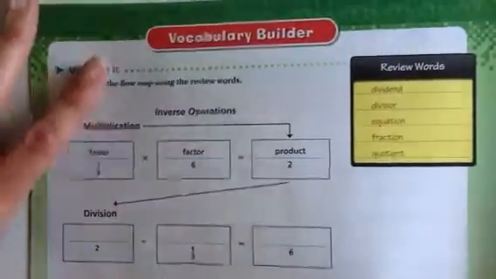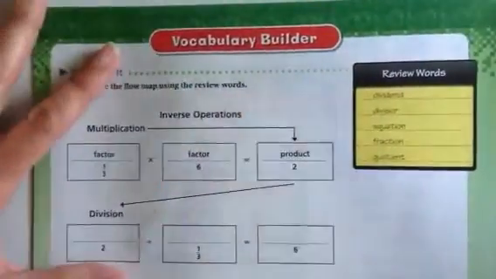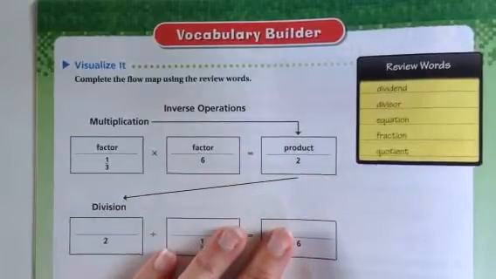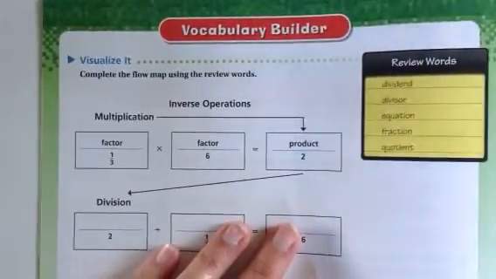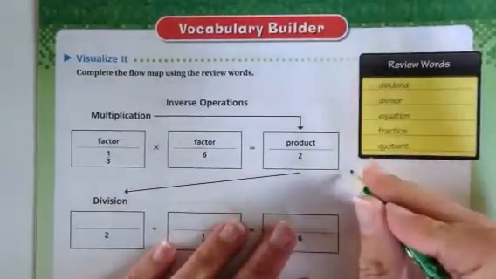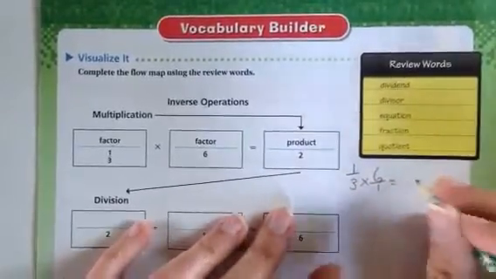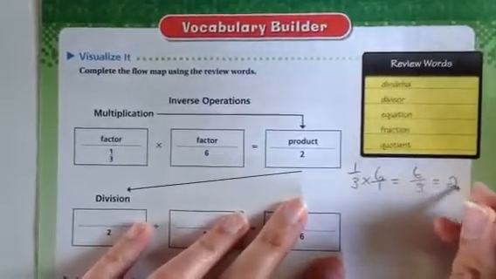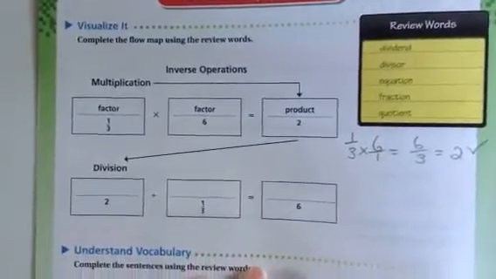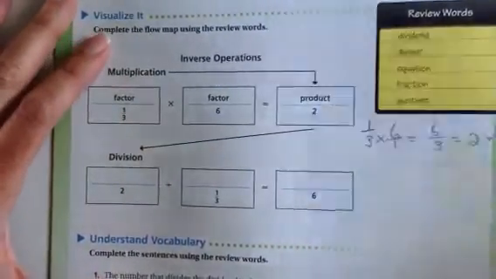So when we look here, we have a multiplication equation. We have a factor times a factor equals a product, which we know is the answer to a multiplication problem. 1/3 times 6 equals 2. And we could test this out because we already know how to multiply fractions. And it checks. Opposite of multiplication is division. Okay, we're looking at the inverse of multiplication, which is division.